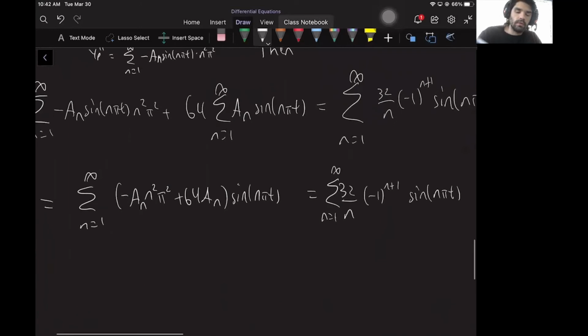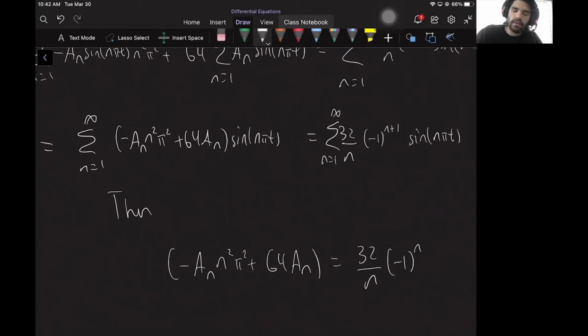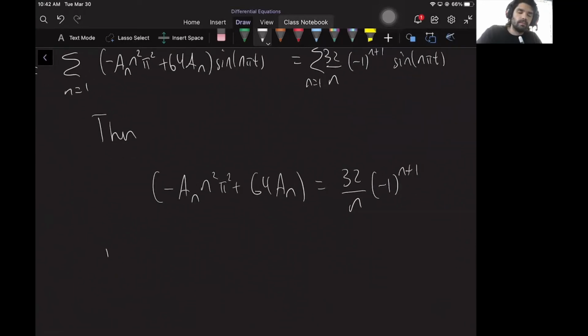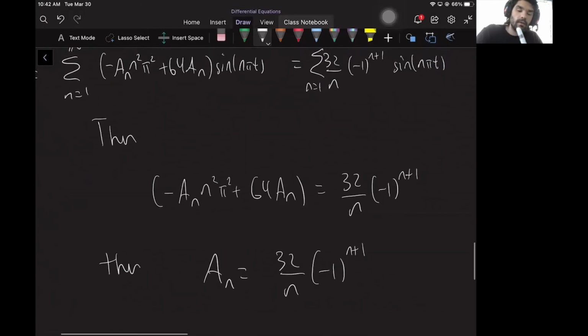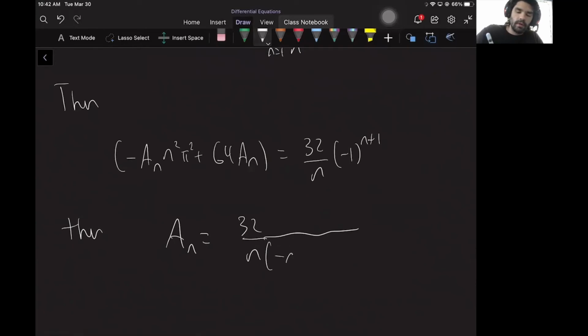Okay, so that's what we're going to do. For these two series to be equal, we must have that negative a_n n squared pi squared plus 64 a_n must equal 32 over n times negative 1 to the n plus 1. So now we can solve for a_n. All I have to do is factor out a_n and divide by the rest, so negative n squared pi squared plus 64. So those are my a_n's.